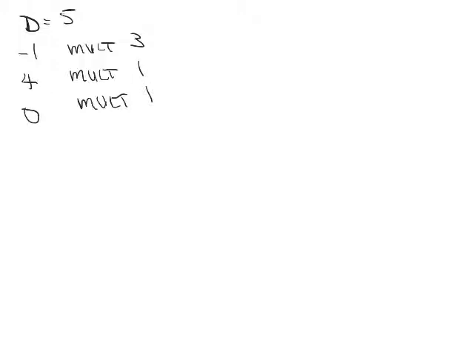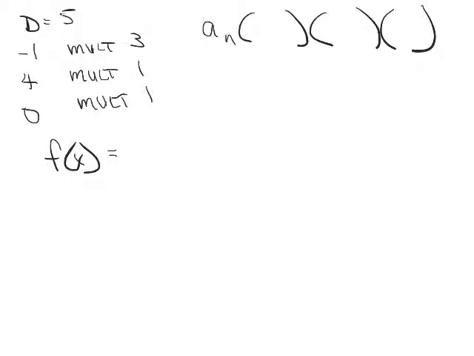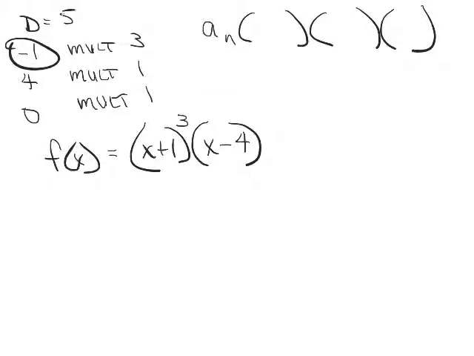Okay, so here we go. We're going to let our an, our coefficient in front of our factors, be 1 again. So what we get is f of x equals, and let's look at the negative 1, x plus 1 with a multiplicity of 3. x minus 4 with a multiplicity of 1. And x minus 0 with a multiplicity of 1.